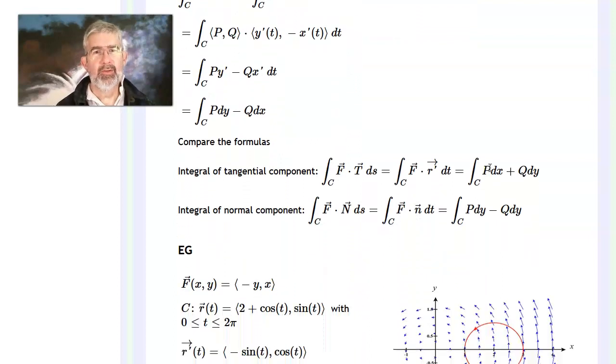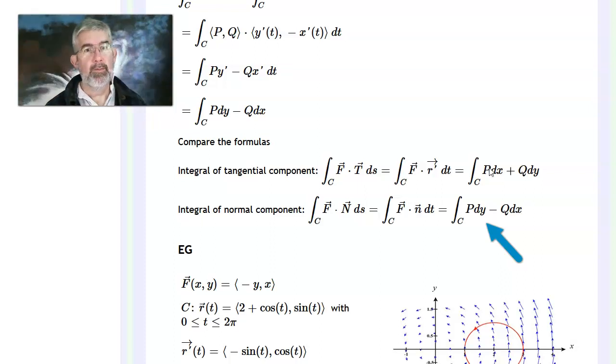Just a quick comparison of the formulas. The stuff we were doing before, integrating the tangential component, looked like F dotted with capital T ds, where the flux integral now is F dotted with capital N ds. We converted the tangential one into F dotted with r prime dt, but this is now F dotted with little n dt, and likewise the tangential component written in this last form was the integral of P dx plus Q dy, and now we have P dy minus Q, sorry, there's a typo there. Let's see if we can fix that. And yes, I do have the power to correct that. It's Q dx. There we go.